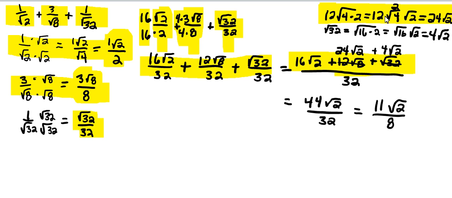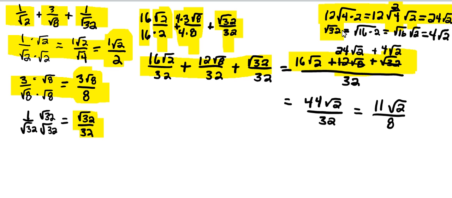So I've broken that into, again, this is that 12 out in front, times the square root of 4 times 2. So that would give us 12 times the square root of 4 times the square root of 2. So that square root of 4 simplifies down to this 2, which is what I've written here. So I've got 12 times 2, which is 24, times the square root of 2.